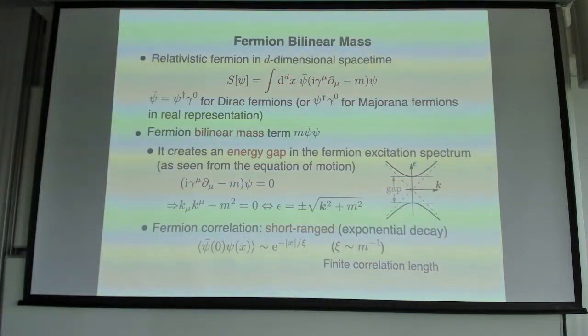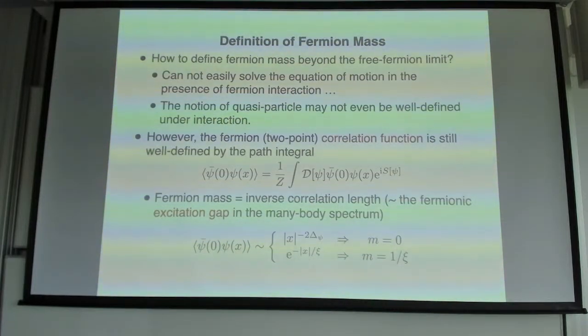It has another consequence: if you calculate the fermion two-point correlation function in this theory, you will find that it's short-ranged, meaning that the correlation function will decay exponentially with the separation of the two fermion operators. The decay length, or the correlation length, is finite in this case, and it is inversely proportional to the mass parameter of the fermion. So those are the two consequences of adding a bilinear mass to a relativistic fermion in any d dimension.